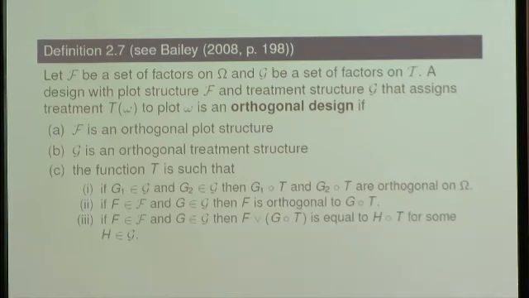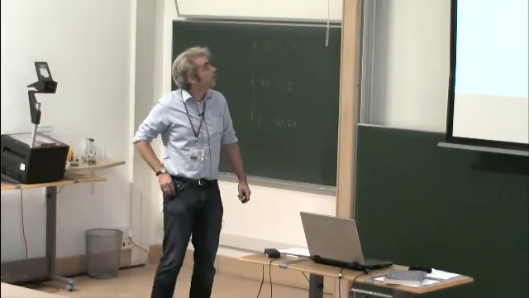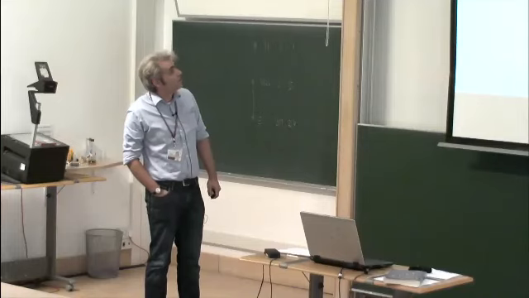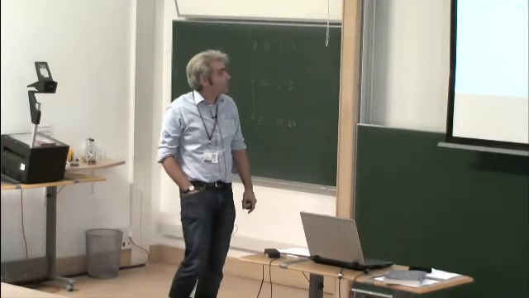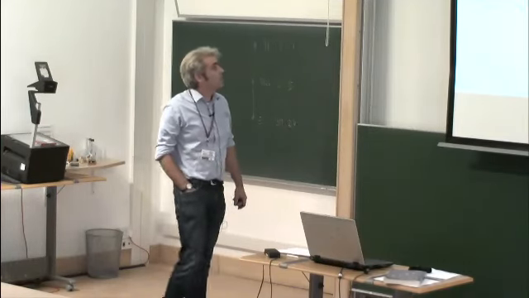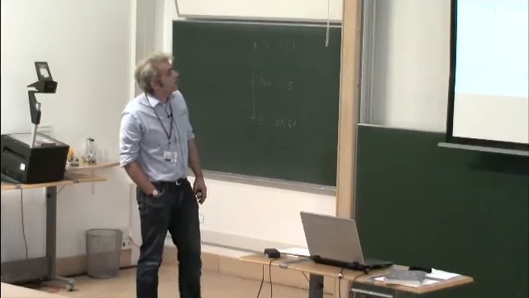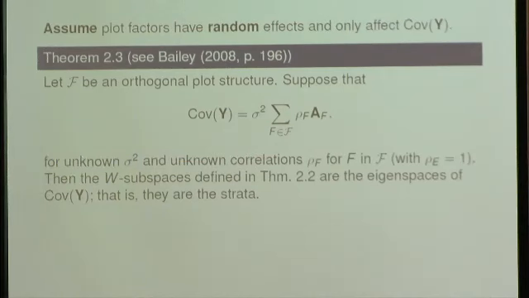So if we have that, then we actually can get the ANOVA, and we assume a specific structure which is written down here. And I'm again not going into the details, I just mention here that we're assuming that all the plot factors have random effects, and because of that the covariance matrix of our response vector y has a specific form.